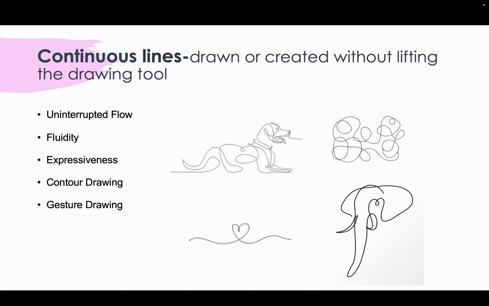Continuous lines are lines drawn without lifting the tool from the surface. You can use a pen to draw a continuous line, and you don't lift your pen from the surface, creating a single unbroken line. Artists often use continuous lines to convey a sense of movement, connectedness, and unity. The technique is popular in gesture drawing and quick sketching exercises, where the goal is to capture the essence and the outline of a subject quickly without any details.